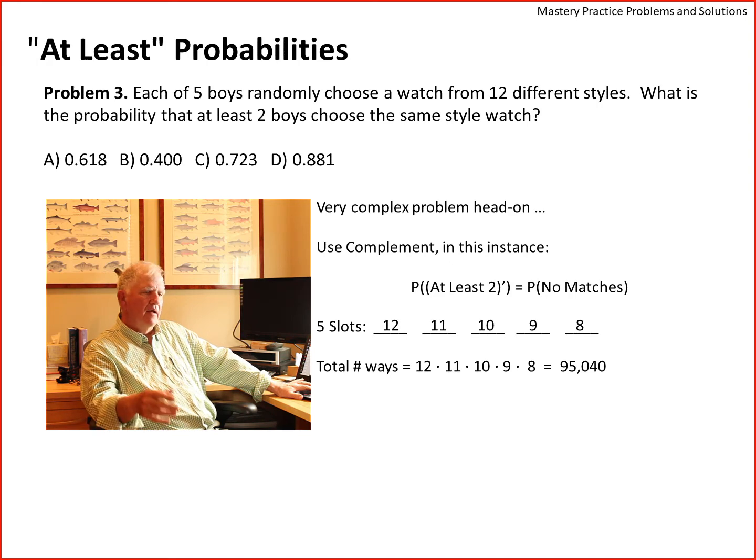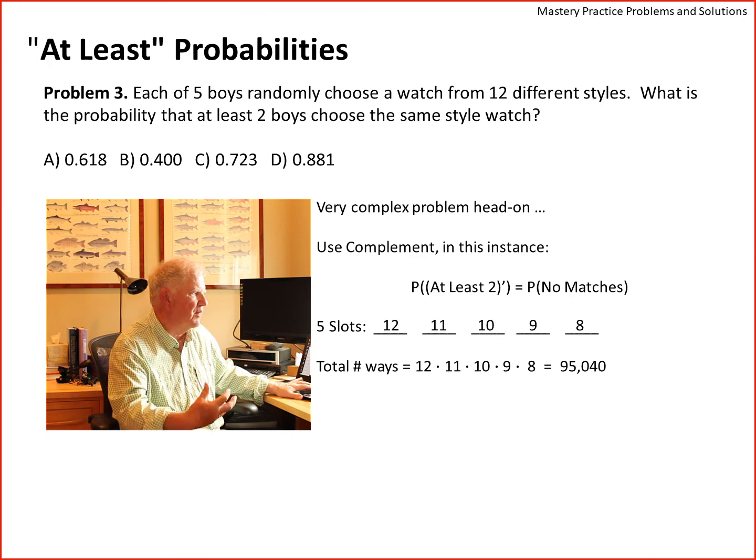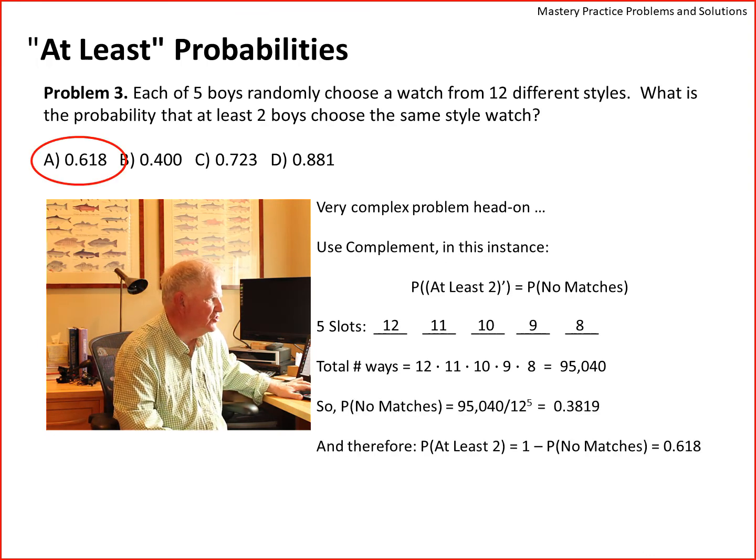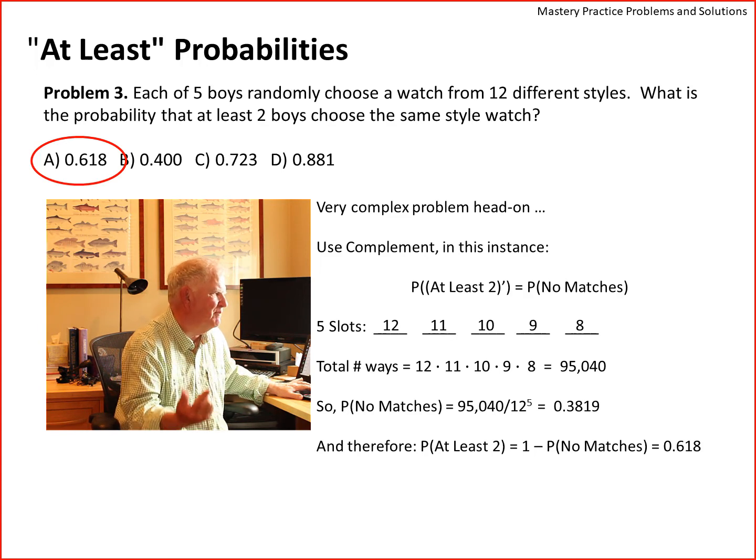95,040. And yet the total number of ways in the sample space is 12 times 12 times 12 times 12 times 12, 12 to the 5th. If we divide those two, we get the probability of no matches, 0.3819. And if I subtract that from 1, I'm back to the probability of at least 2, and that's 0.618.